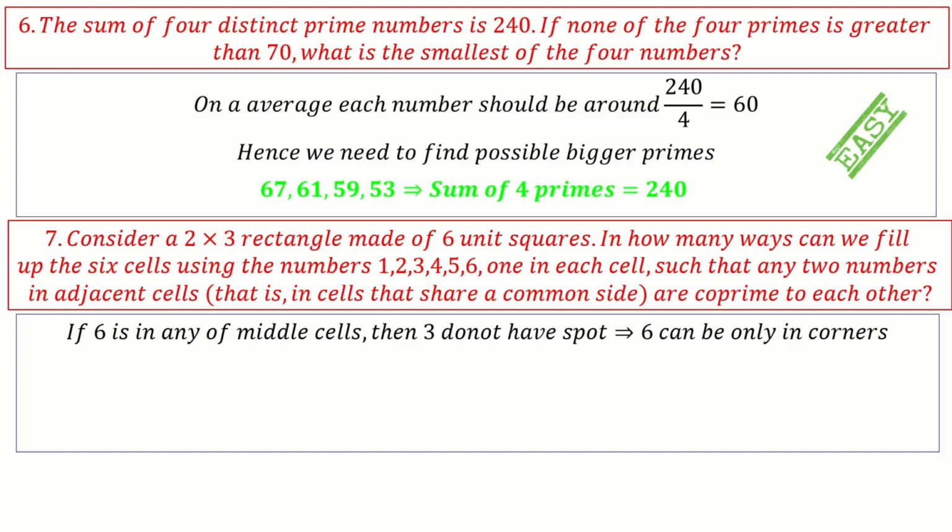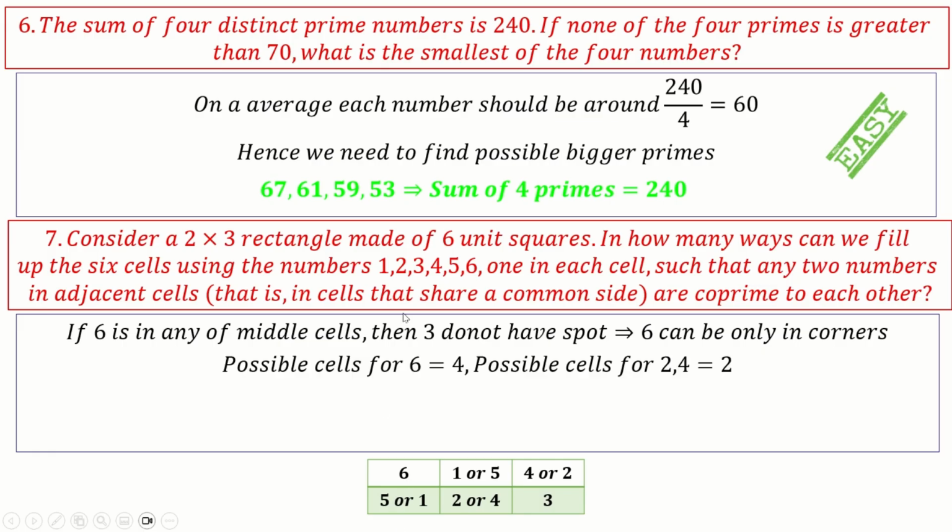So 6 in the middle, definitely not possible option. If you consider this one, 6 in these two is not possible. 6 has to be in the corners only. Because if 6 is here, you have to keep other numbers here. So one of them you will get a co-prime. So 6 is in the corners. Which means number of options for 6 is 4. Possible cells for 6 are 4. Any of these corners.